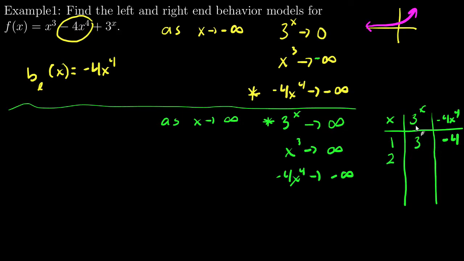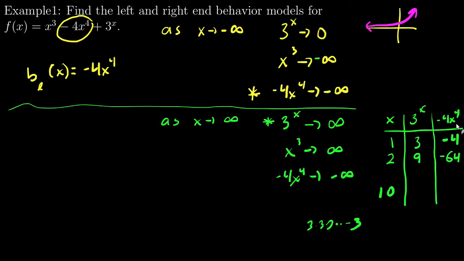If I put in 2, 3 squared is 9, but now 2 to the fourth is 16, times negative 4 is negative 64, and you can see close to 0, negative 4x to the fourth is much more important. But when we start considering, let's say, 10, now 3 to the 10th means I'm multiplying 3 by itself 10 times, which will be a very large number, whereas 10 to the fourth, well, that's just 10,000.